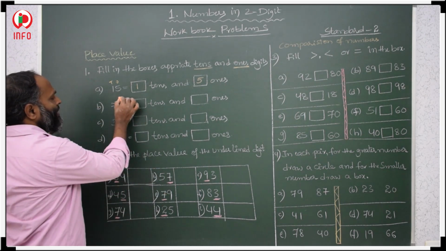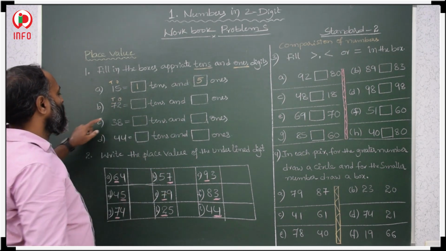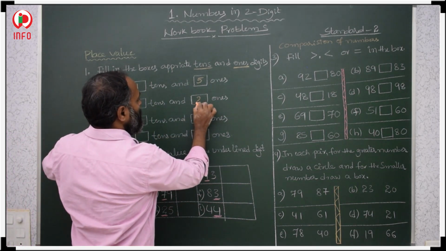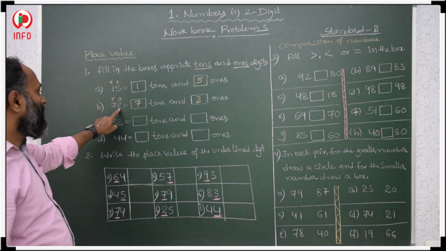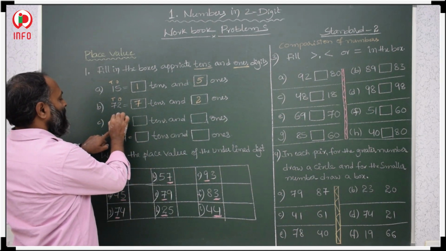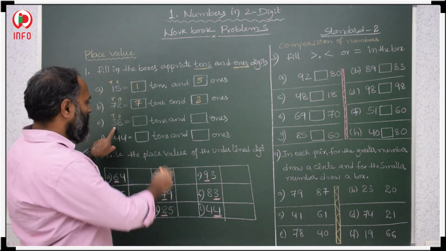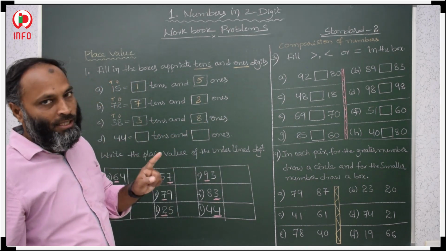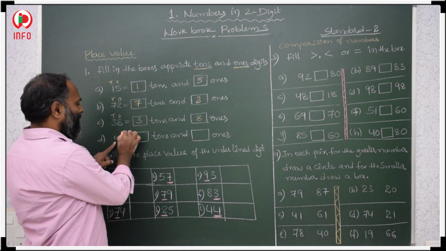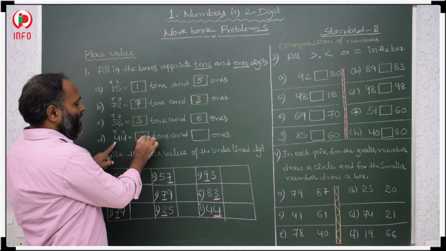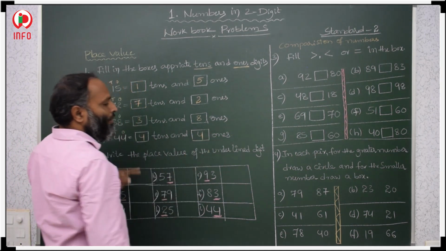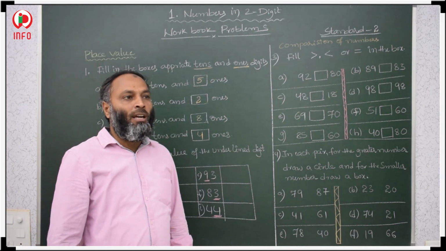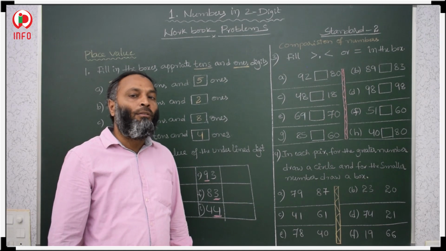In the same way, this is in ones place, this is in tens place. 7 tens and 2 ones. And here, this is in ones place, this is in tens place. 3 is in tens, 3 tens is 30, and 8 ones is 8. 30 plus 8 is 38. In the same way, ones and tens. 4 tens, 4 ones. 4 tens is 40 and 4 ones is 4. 40 and 4 is 44.